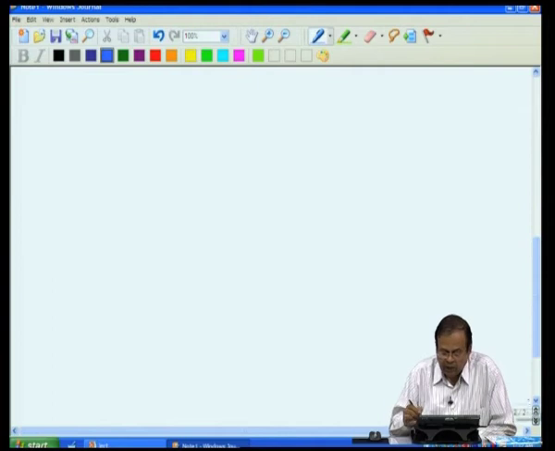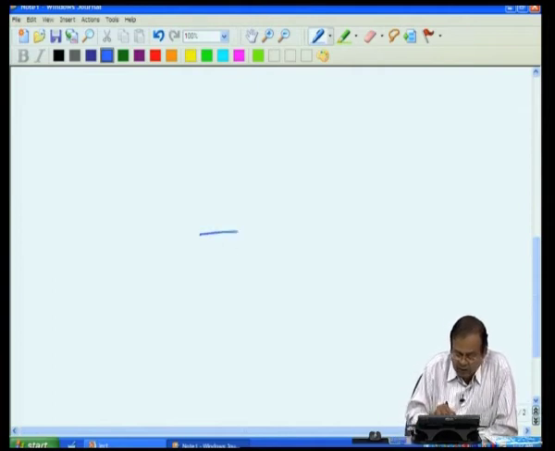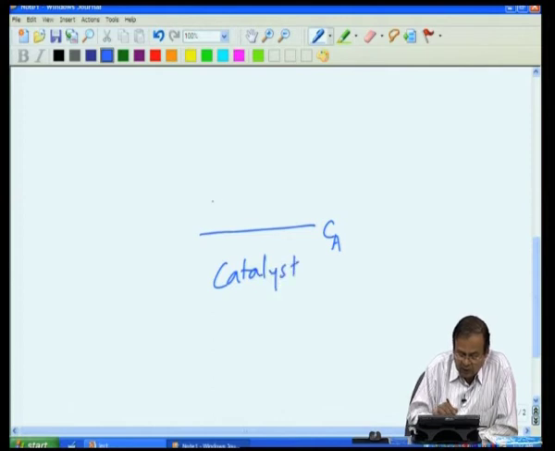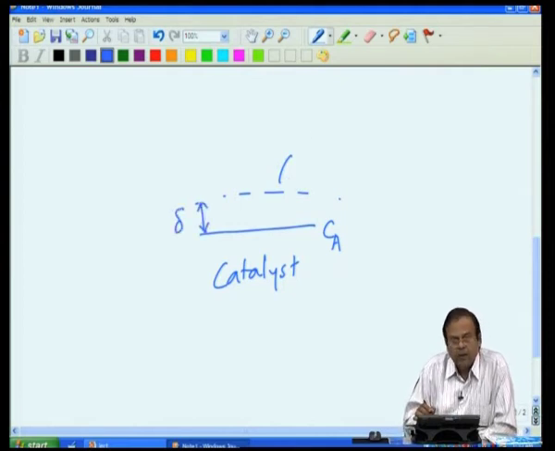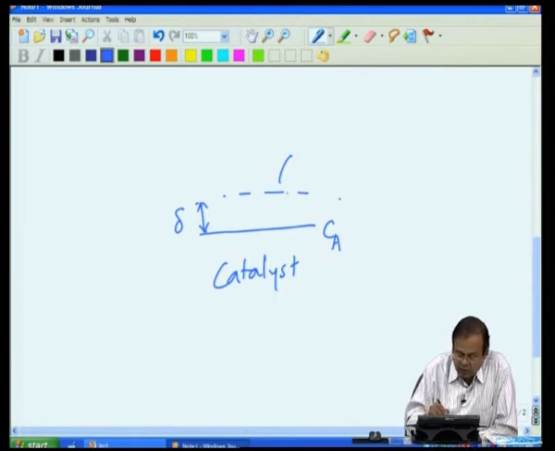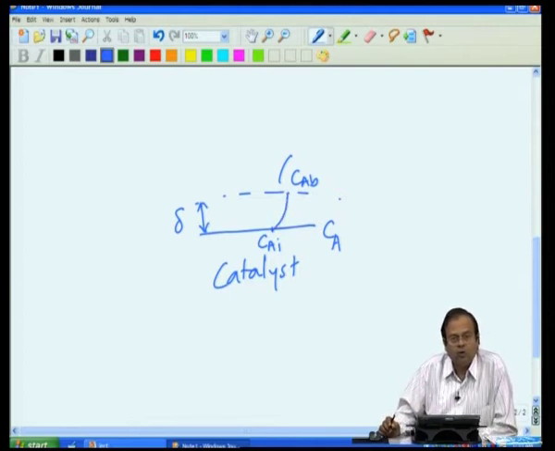So, let us now enlarge this and say that this is my surface, this is my catalyst, and this is my boundary layer, one edge of the boundary layer having thickness delta. The concentration at this point is CAB, and at this point it is CAI, okay, and there is a drop in concentration from the outer edge to the boundary.